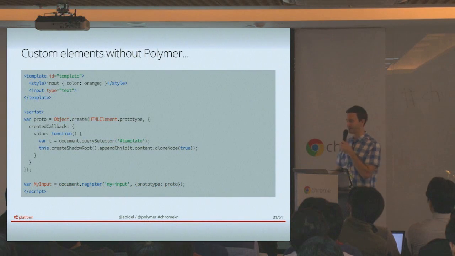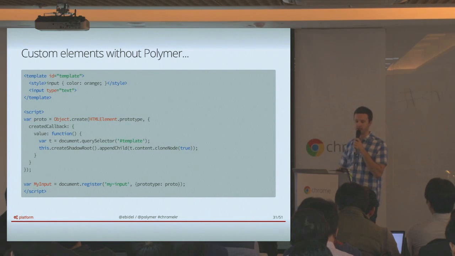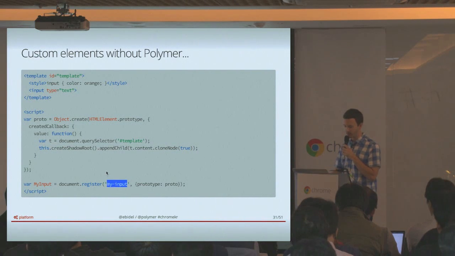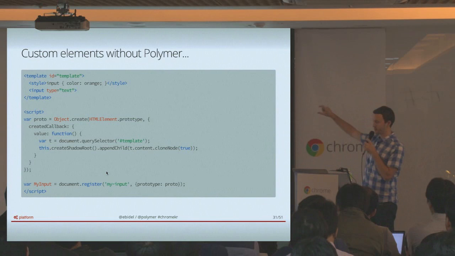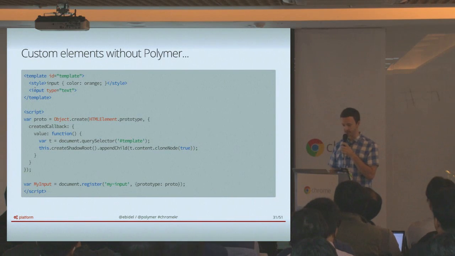And what I mean by writing less code is something like this. This is an example of creating a custom element, my-input at the bottom here. That's the tag we're creating, without using Polymer. This is what you have to do. So the first thing is you'll have a template tag with some markup that you'll declare. Maybe it's got some styles in it to style this input. And then you write a bunch of JavaScript.